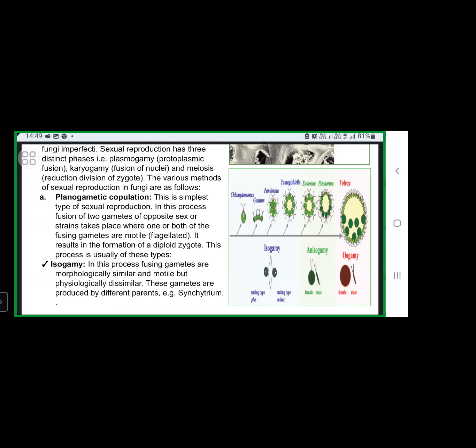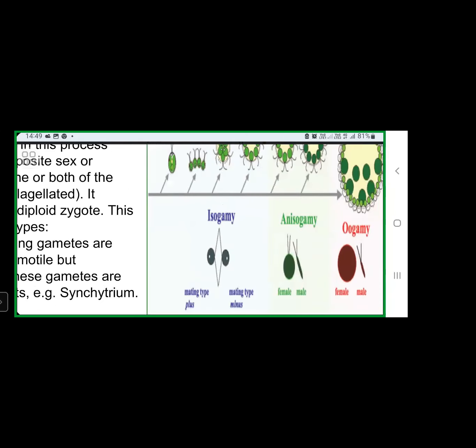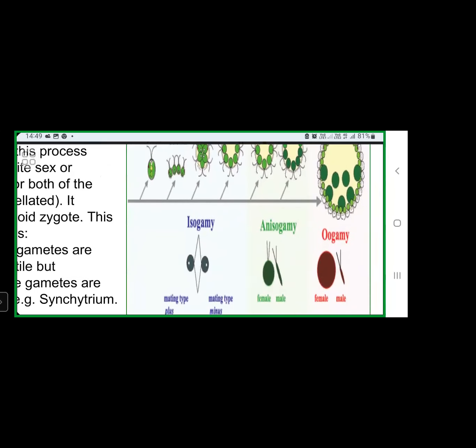The next type of planogametic copulation is heterogamy. Why is it called heterogamy? Here you can see isogamy, anisogamy and oogamy. Here also two gametes are involved in the fusion process. These two gametes differ morphologically as well as physiologically. That means their morphology is different, and physiologically also they are different. Such kind of fusion is called heterogamous fusion.